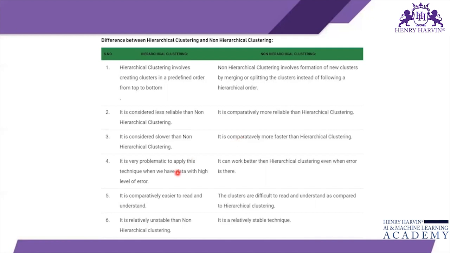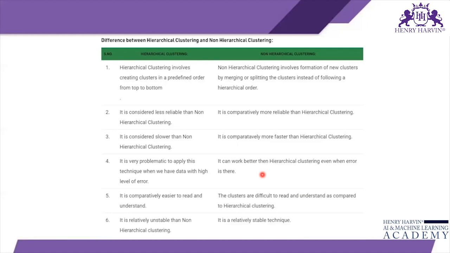It is very problematic to apply the hierarchical technique when we have data with a high level of error. If we have some outliers or some error in our data, then it is very problematic to implement hierarchical clustering. Non-hierarchical clustering can be better than hierarchical clustering even when the error is there. So in non-hierarchical clustering, we can also use it if there is any level of error in our data.